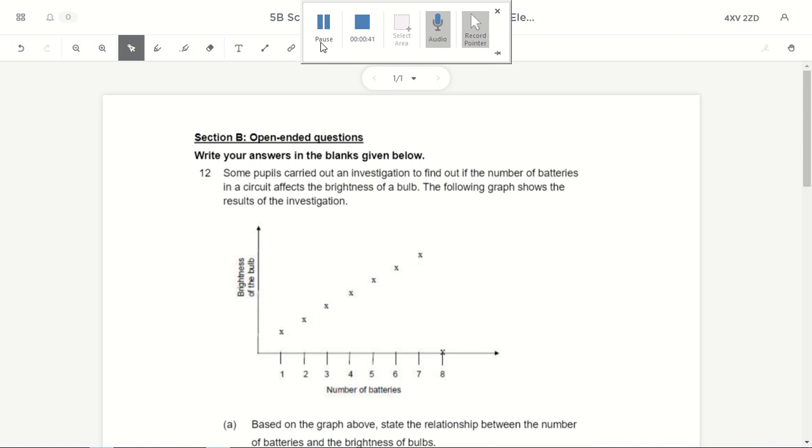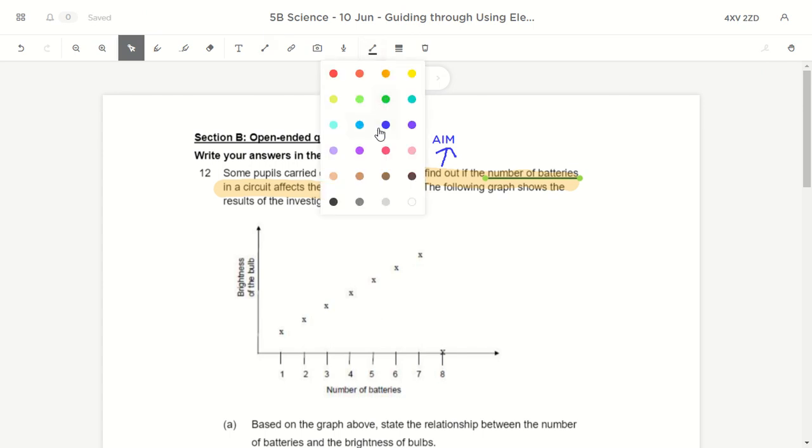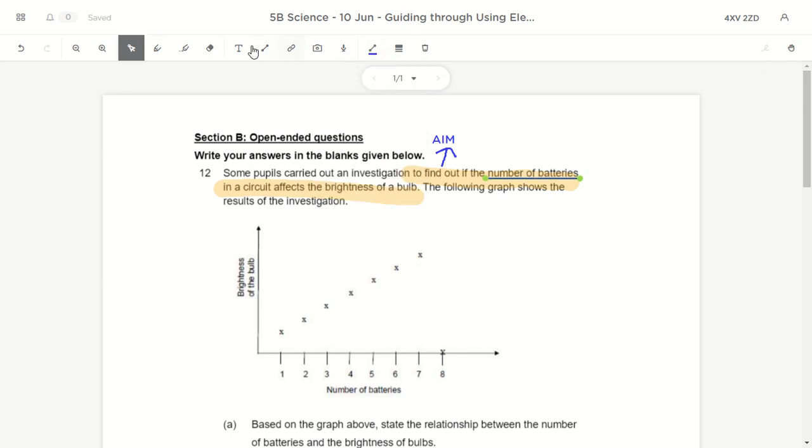Some pupils carried out an experiment. And what are they trying to find out? Okay, let's highlight the aim. They're trying to find out if the number of batteries in a circuit affect the brightness of the bulb. So straight away we know that this is the aim of the experiment. In every experiment we do, we have an aim. That is our purpose of doing the experiment. The purpose of this experiment is to find out how the number of batteries in a circuit affect the brightness of the bulb. Let's underline number of batteries.